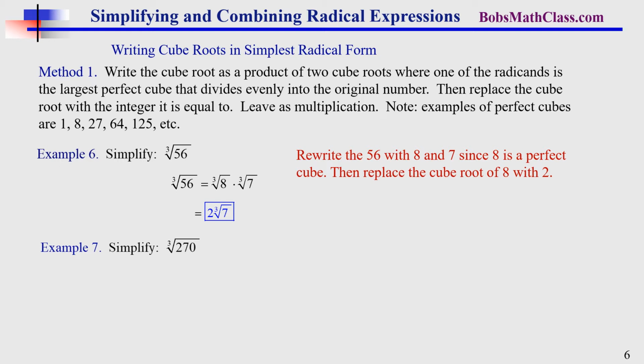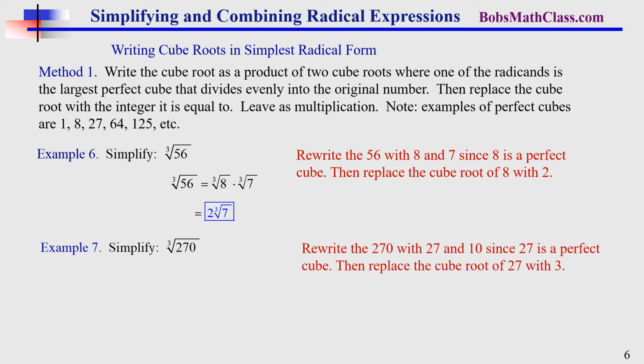Method 2, I think most people like. We're almost there. How about the cube root of 270? Well, we could replace 270 with 27 and 10 because the cube root of 27 is 3. I didn't list all the factors, but if you want to list the factors, it just takes a while. So the cube root of 27 is 3, and we have 3 cube root 10. We're all done.